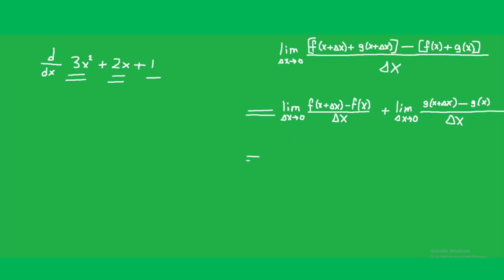So this will be equal to d over dx of f of x, right? It's the definition of a derivative. And then we're going to have plus d over dx of g of x, right? And that's not too bad. That's really all there is to it. It's a pretty basic rule.